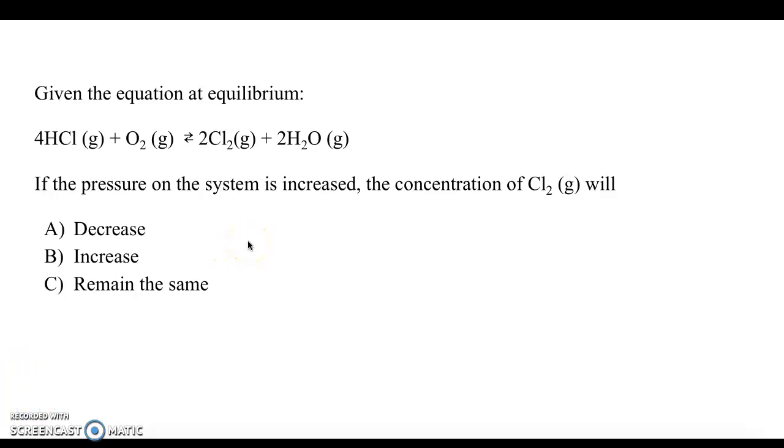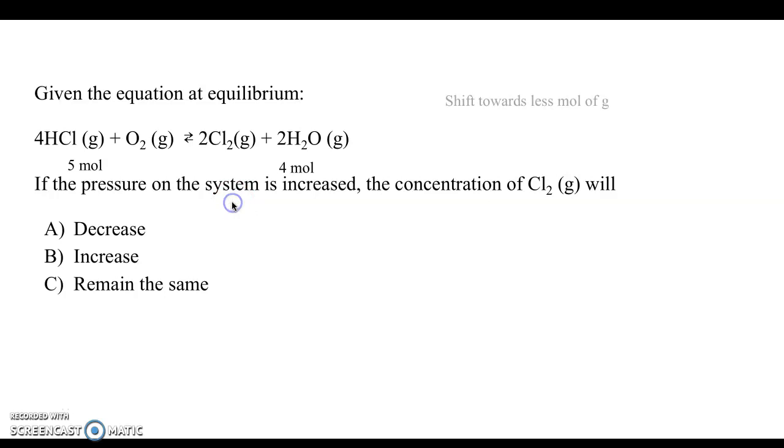So again, when addressing pressure of a system, we're going to have to look at how many moles of gas are on either side of our arrows. So here we have 4 moles of hydrogen chloride, 1 mole of oxygen gas for a total of 5 moles of gas on our reactant side. We have 2 plus 2, so 2 moles of chlorine plus 2 moles of water for 4 moles.